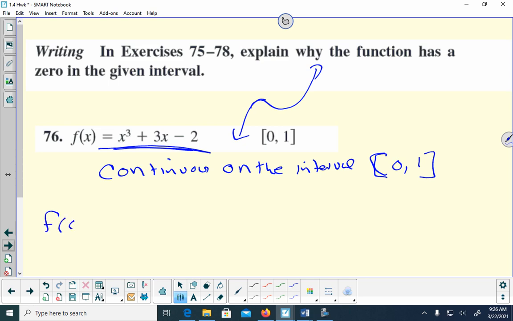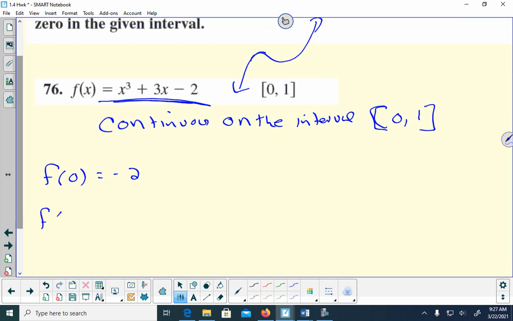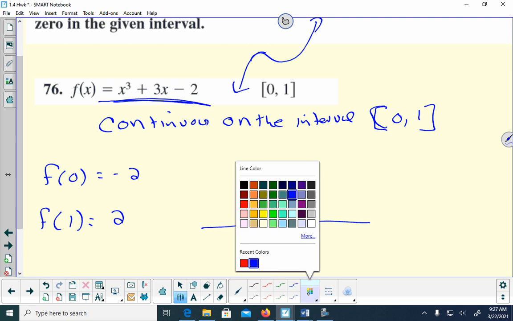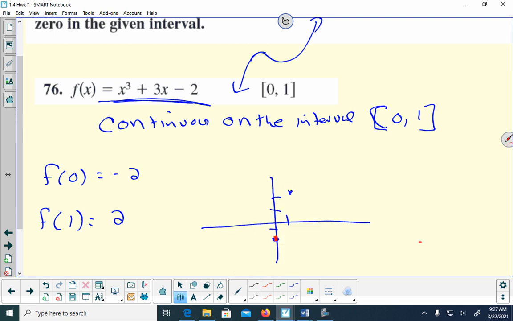If I find f of 0, so I'm going to put 0 into this, and I get -2. If I put f of 1 in here, I'm going to have 1 plus 3, that's 4, minus 2, and that is going to be +2. So what this is saying is if I graph 0, -2, and then the graph does something, I don't know, and at 1, I go to 2. Since it's continuous, then somewhere between this point here and this point here, I'm going to have to cross the 0. I have to. That's what the intermediate value theorem says.